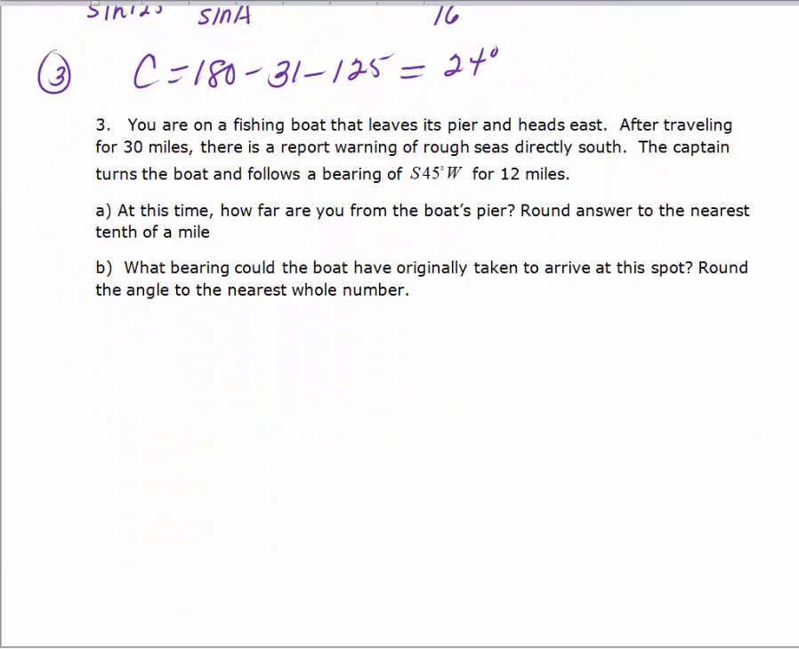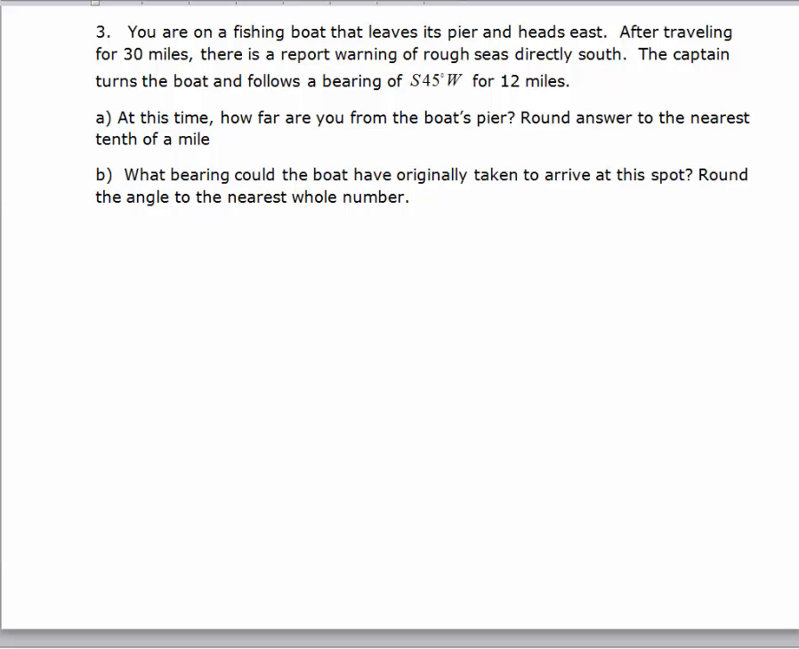Alright, let's look at the second problem here, and the hardest part about this is drawing the diagram. And so we've got a fishing boat that leaves its pier and heads east. After traveling for 30 miles, there was a warning of rough seas directly south. The captain turns the boat and follows a bearing of south 45 degrees west for 12 miles. At this time, how far are you from the boat's pier? And round your answer to the nearest tenth.